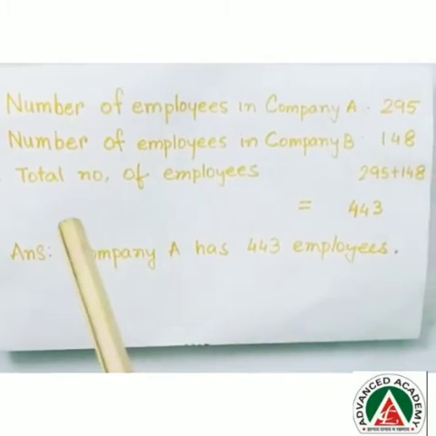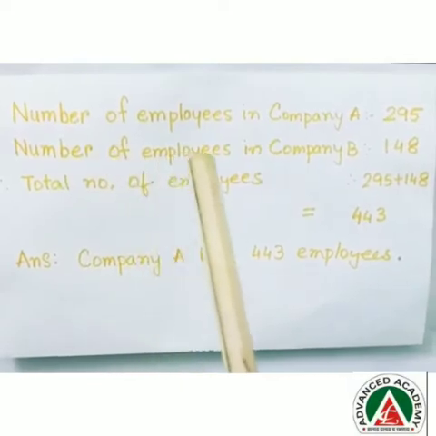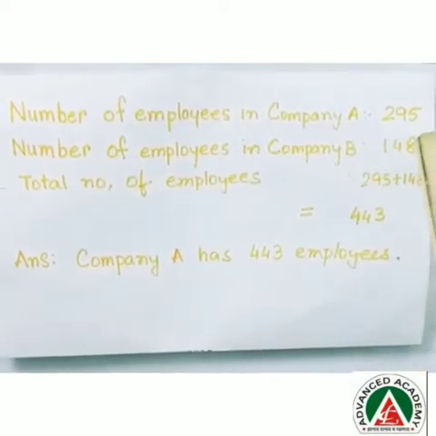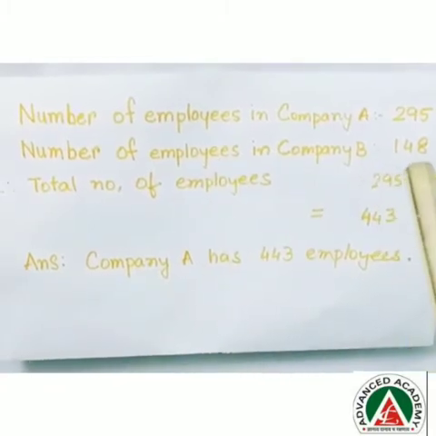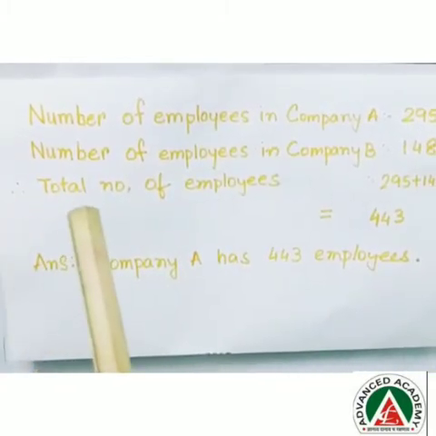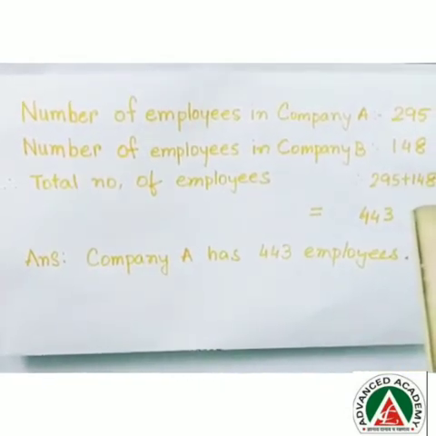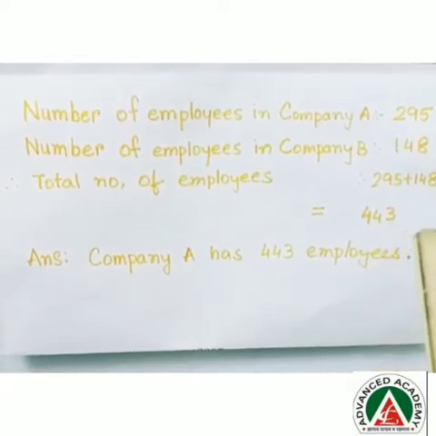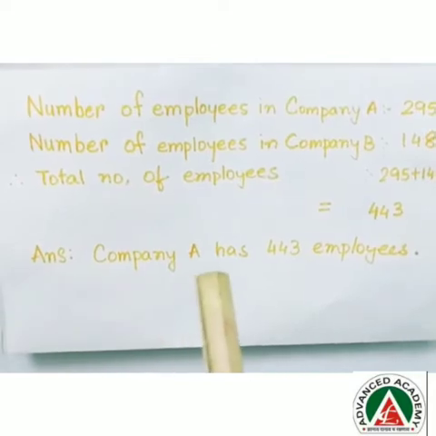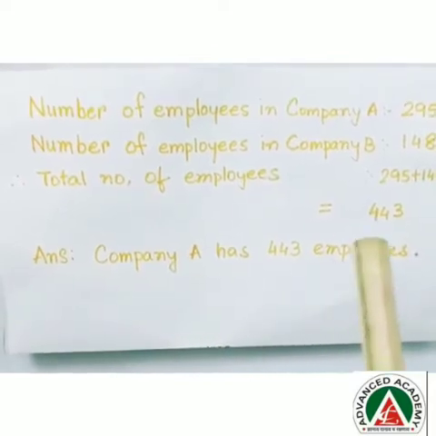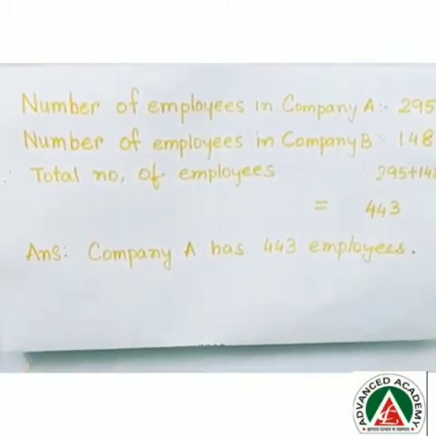So, in the given problem, we would have written: number of employees in Company A, 295; number of employees in Company B, 148. Therefore, total number of employees, 295 plus 148, that is 443. And we would have written the answer as Company A has 443 employees. This we write in the word problems.